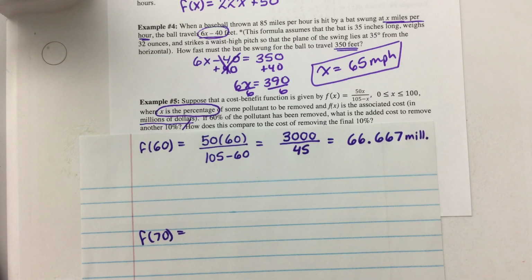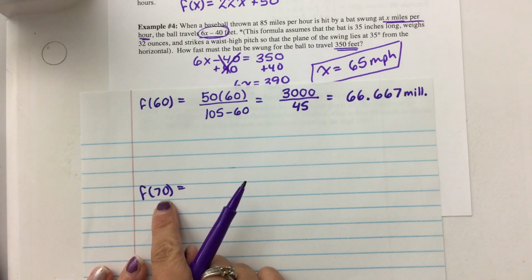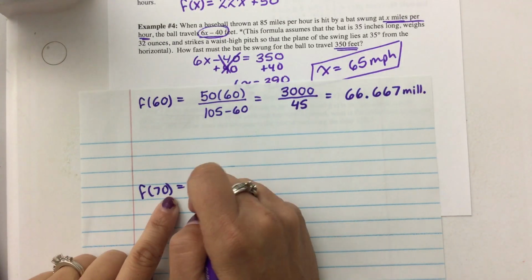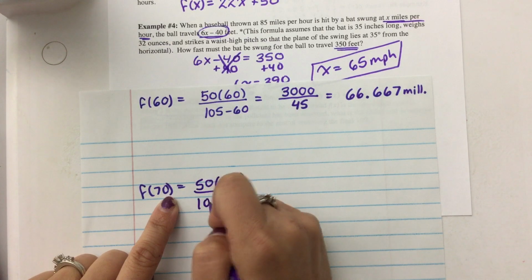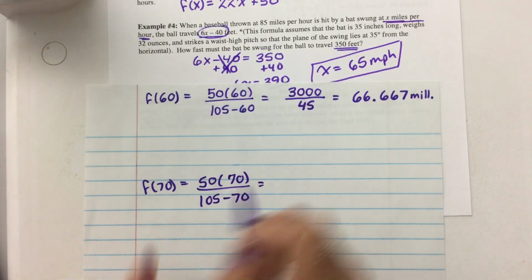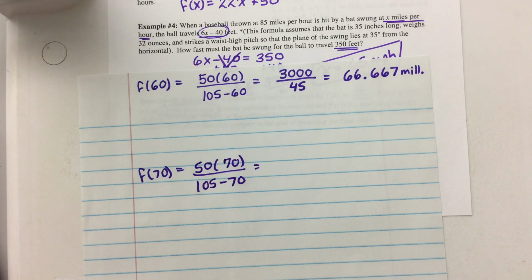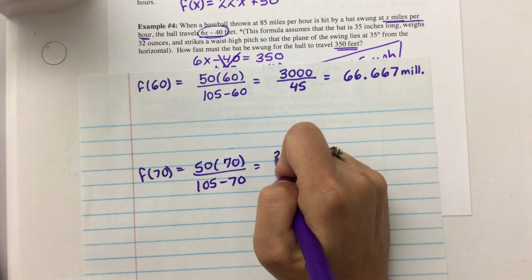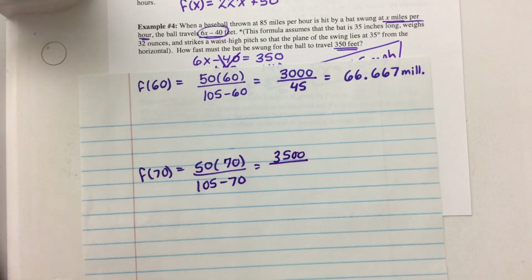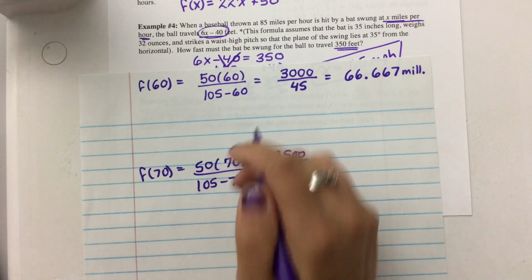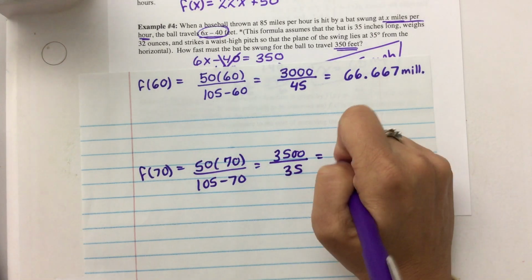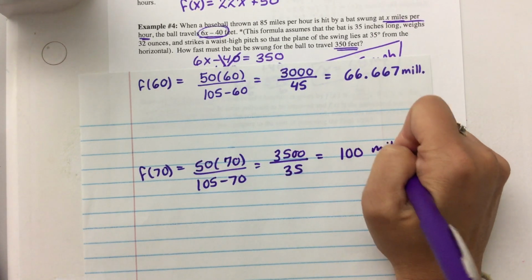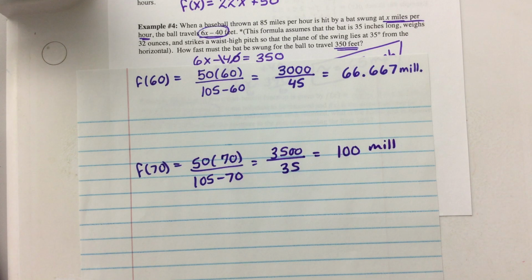They're saying, well, what would the additional cost be if you went another 10%? That means instead of 60, let's go to 70. So 50 times 70 over 105 minus 70. So 50 times 70, we have 3,500. 105 minus 70, we have 35. So if I take 3,500 and I divide it by 35, we get $100 million for you Austin Powers fans.